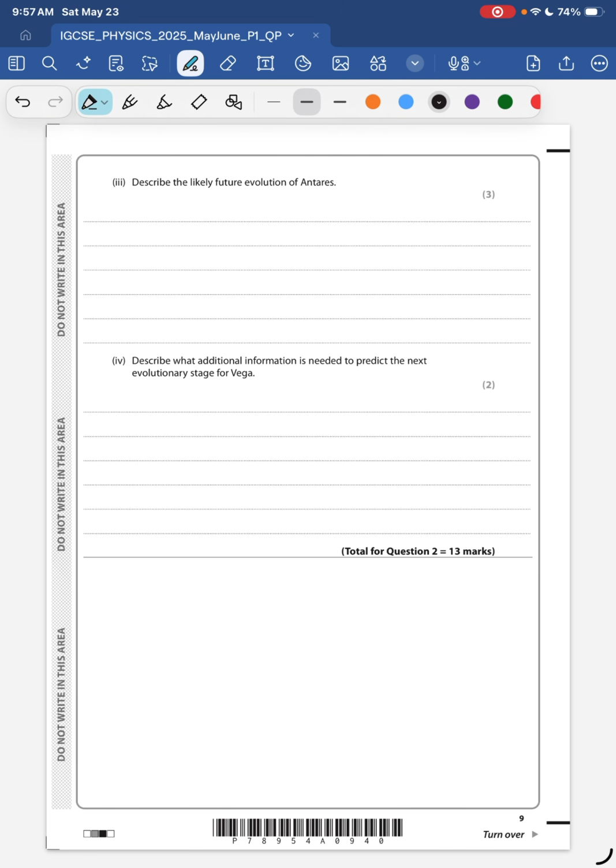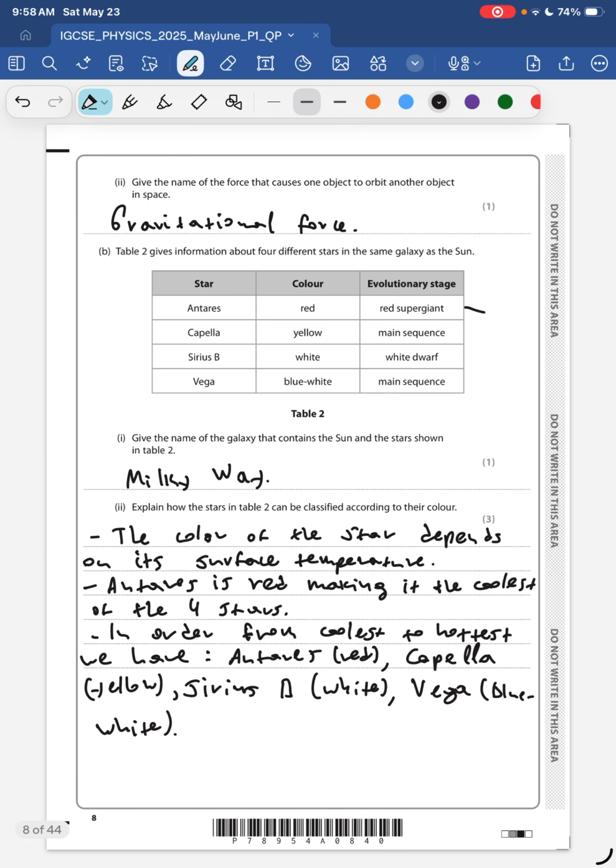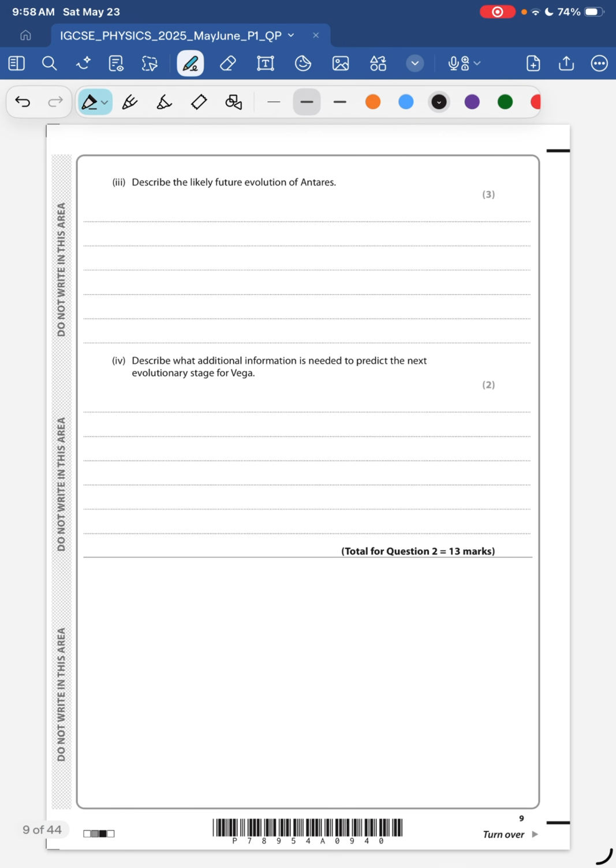Okay, question 3. Describe the likely future evolution of Antares. So this is the red supergiant star we just mentioned. Main sequence stars burn hydrogen and convert it into helium in their core, but red supergiants have burned all of their hydrogen. So they eventually undergo the supernova explosion. So let's write that down. Antares will undergo a supernova explosion.